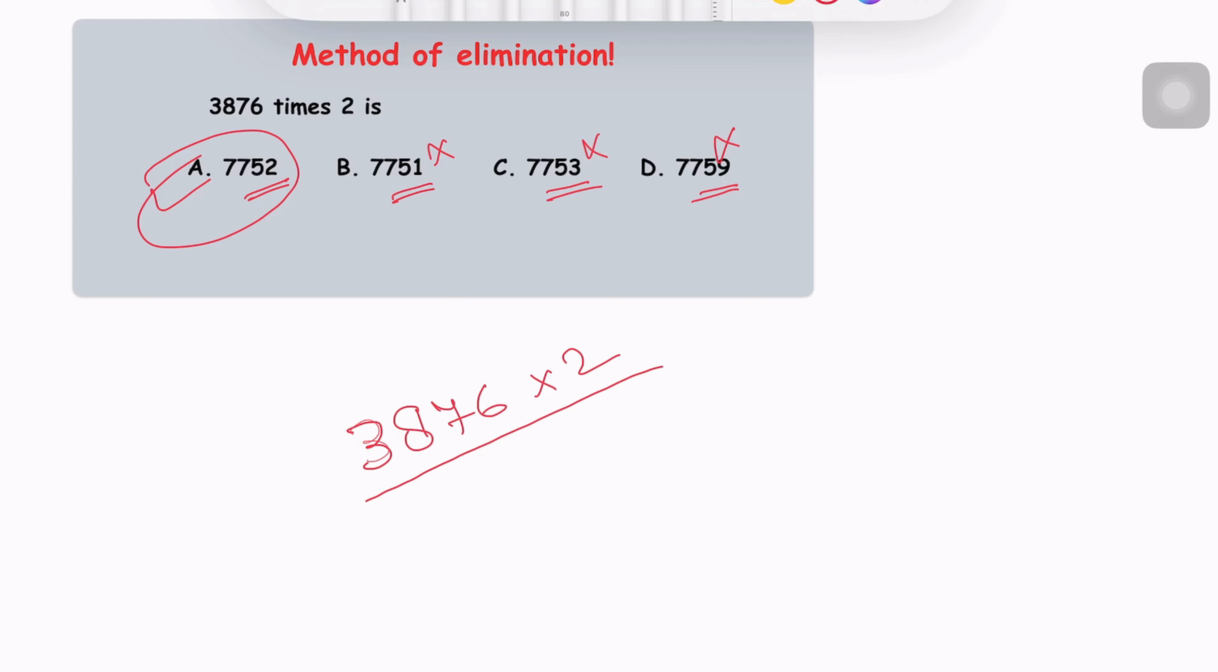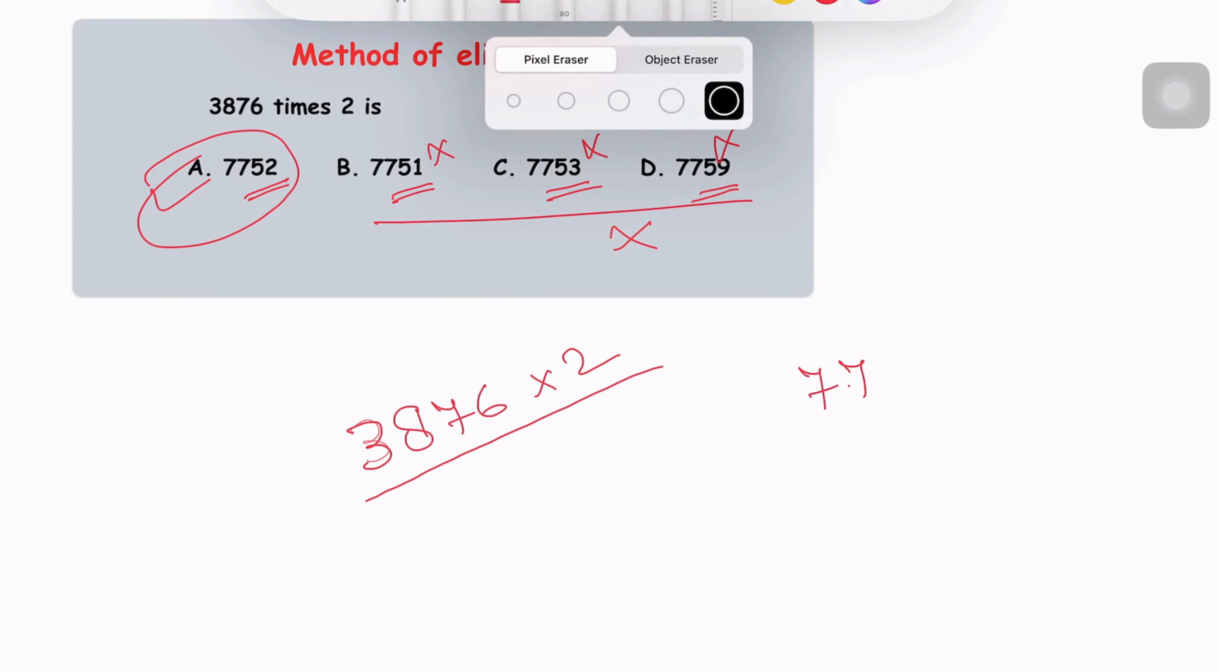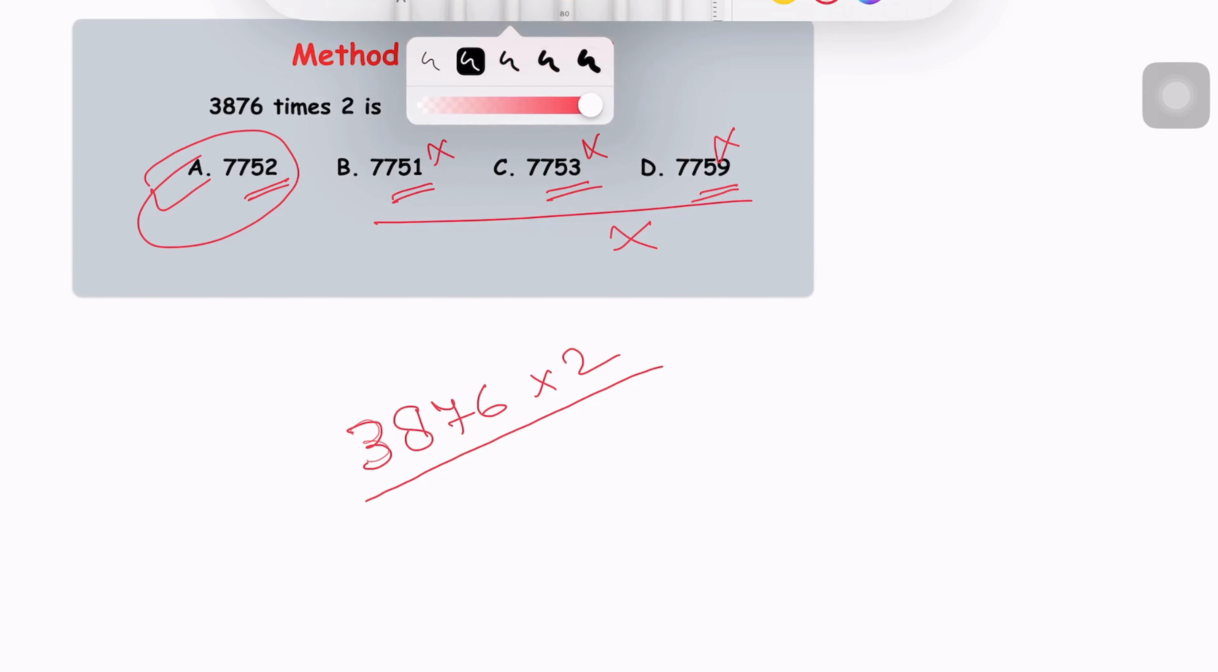Now we will quickly test that we are applying the method of elimination correctly. Another thing is we can only multiply 6 by 2, 2 sixes are 12. So at the ones place, we know that the answer will be 2, hence all these options cannot be the answer. So this is the answer, and here we are trying to save our time by finding out the right answer. So now let's just test whether we are applying method of elimination correctly or not. So let's try.